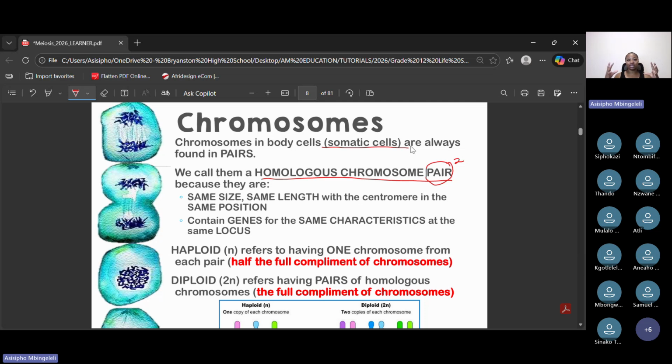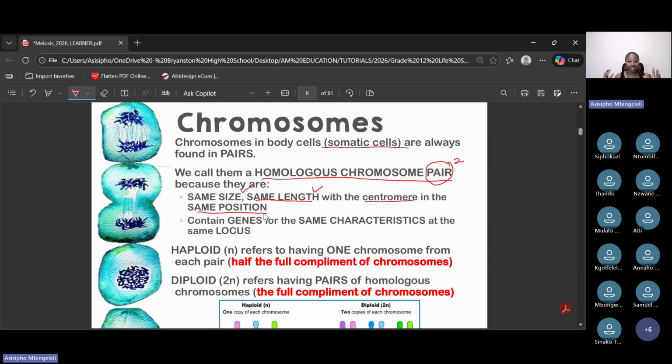Now, why do we call certain chromosomes a homologous chromosome pair? They are going to ask you. Those two chromosomes, which we call a homologous chromosome pair, will need to be the same size. I spoke about this. It will need to be a chromosome from the mother and from the father that have the same size, the same length, and the centromere in the same position. Check what needs to be the same here. It needs to be the same size, same length, with the centromere. Remember, the centromere is what joins the chromatids together in a replicated chromosome. It needs to be in the same position.